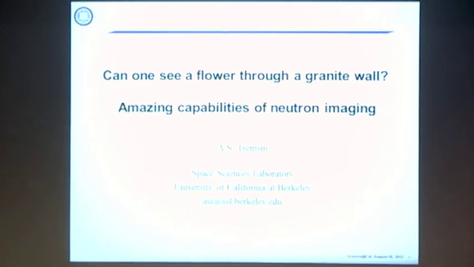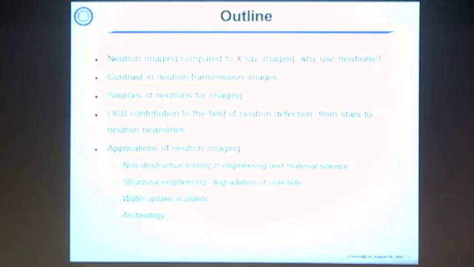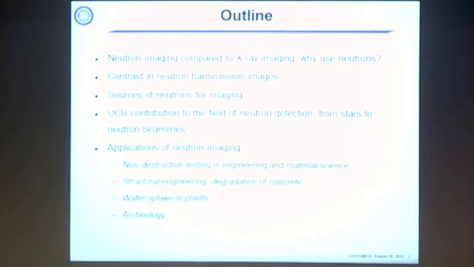So the neutrons have very specific features and capabilities. In the talk, I'll briefly explain and compare neutron imaging with X-ray imaging, because these are two complementary techniques. And most of you, of course, are familiar with X-ray radiography, but not many know about how neutrons are used for imaging. And then I'll talk about contrast in transmission images, sources which you would use for neutron imaging, and show you how we contributed to that field, and then show some applications of neutron imaging in different branches of science.